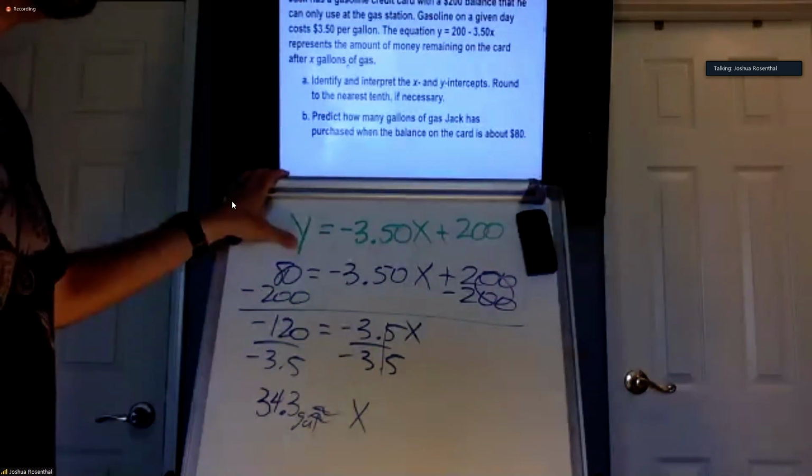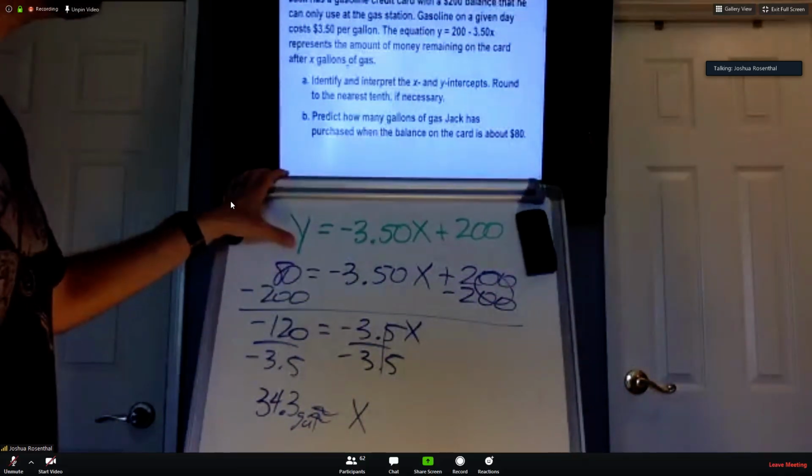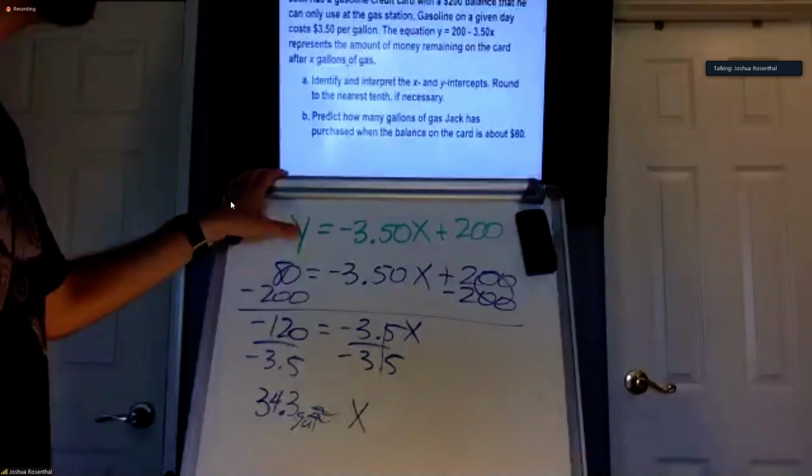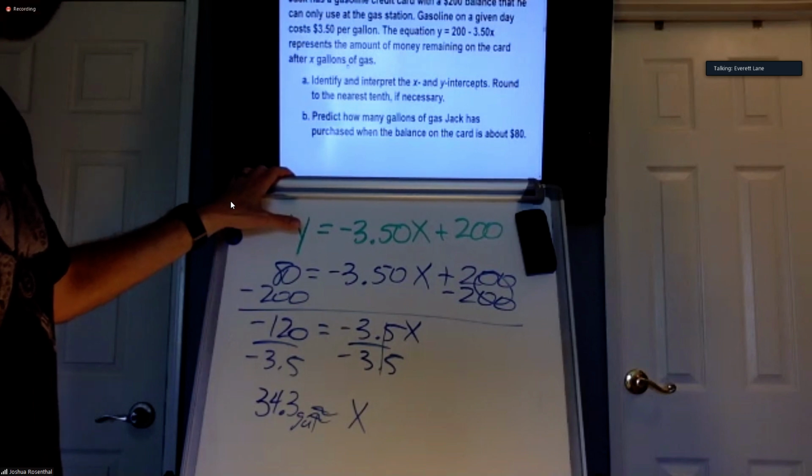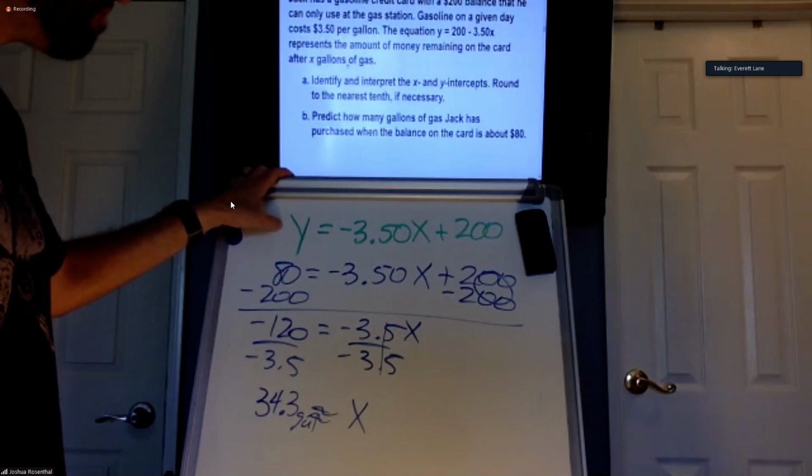A system of equations gives you two perspectives and relationships that we know something about two variables in a problem we're trying to solve. You just do 80 minus 200, then you get negative 120 divided by negative 3.5.